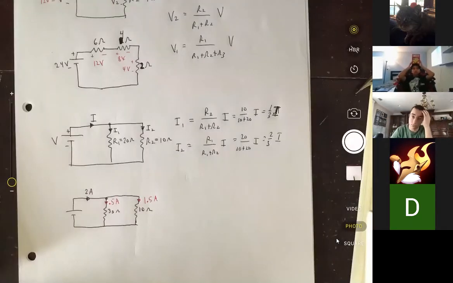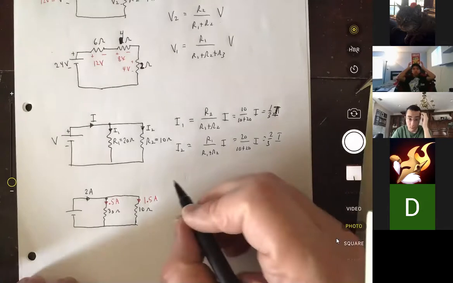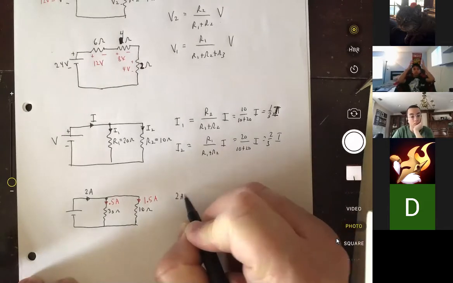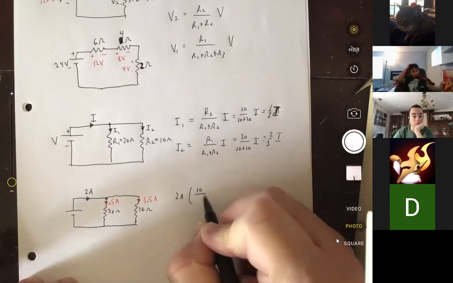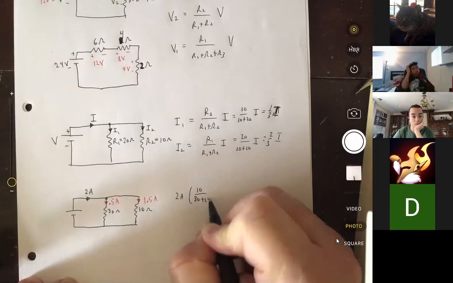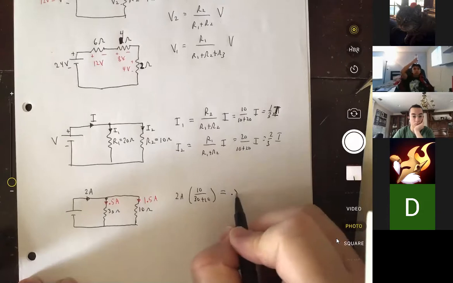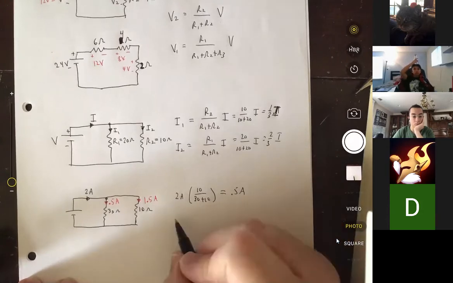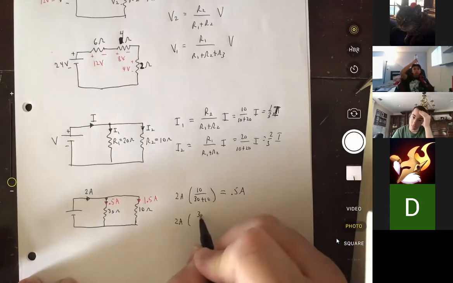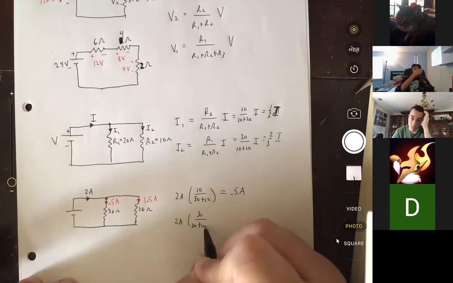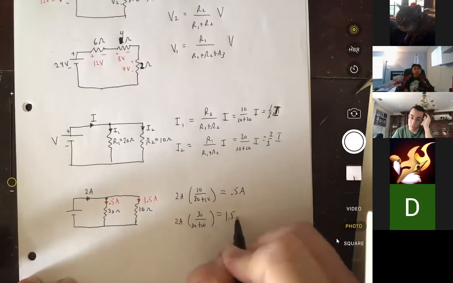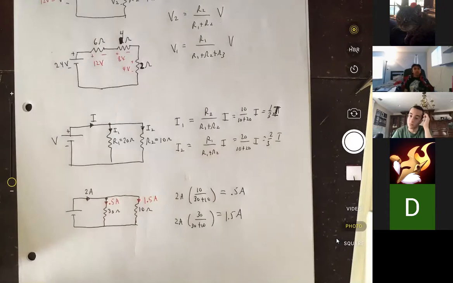Okay, so anyway, if you're not good at just seeing it, like immediately getting 1.5 and 0.5, you can always just say it's going to be the 2 amps multiplied by 10 ohms over 30 plus 10 ohms, and that's going to be I1. That's the 0.5 amps that you're getting there. Then 2 amps times 30 over 30 plus 10 is going to be I2, which is 1.5 amps.